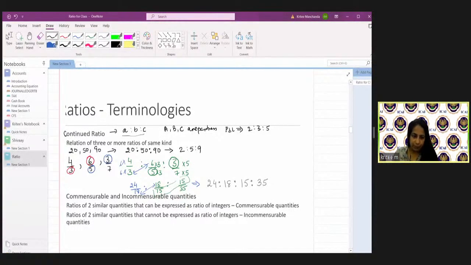So if I say I have to compare the age of two boys in the class, supposedly for one boy the age is 10 years and the other boy's age is 11 years. So this is the ratio, and both the numbers are integers. Hence, this 10, 11, or age of boy 1, age of boy 2, are termed as commensurable quantities.